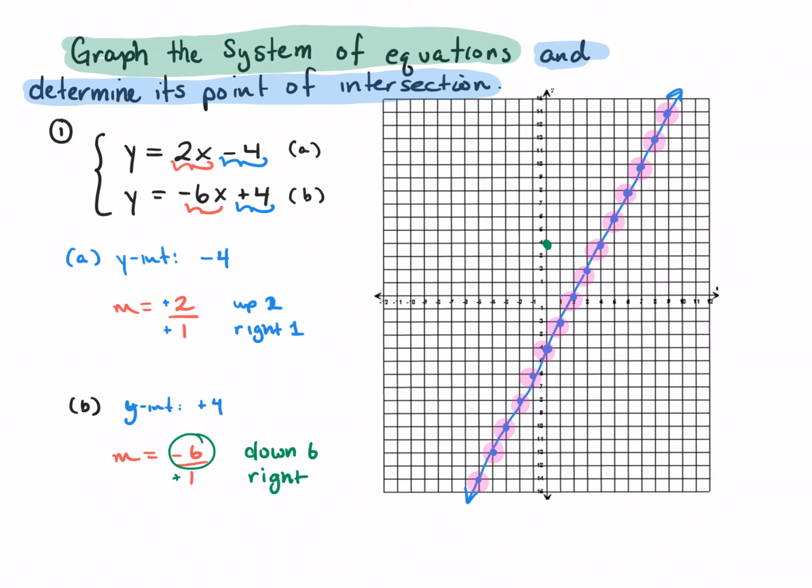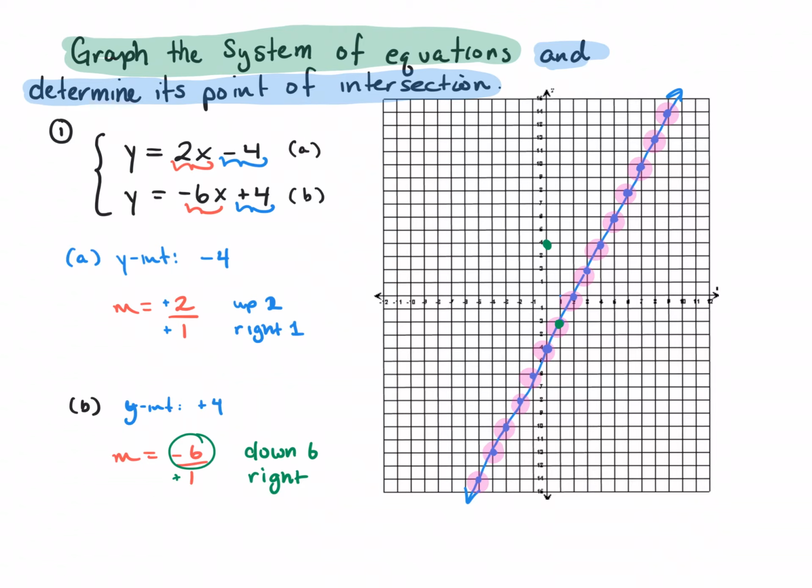So here we go. Counting from my point, I will count down 1, 2, 3, 4, 5, 6, then right 1. And look at that, I end up directly at a point that I've already plotted. So that's the cool thing about making sure, and I'm going to plot right over that.